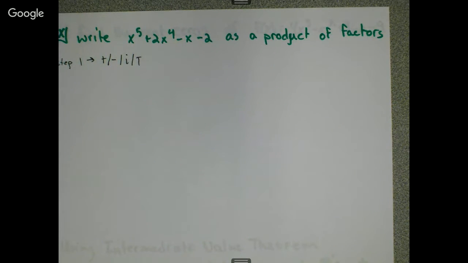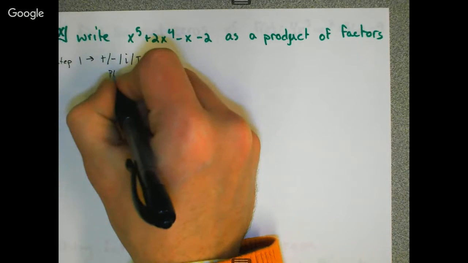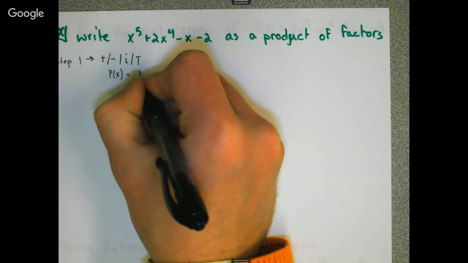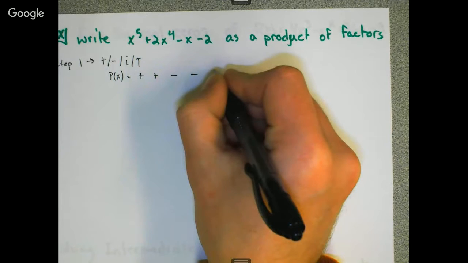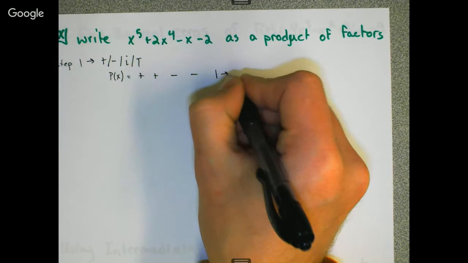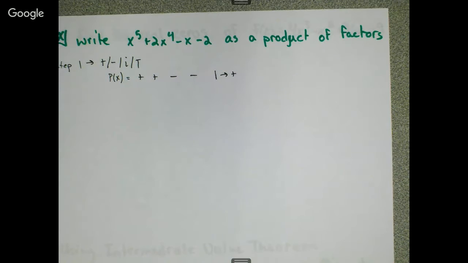So we need to find the sign changes. So looking at p of x, okay, so p of x is plus, plus, minus, minus. So I have one sign change, which means that there will be one positive. I don't need to put in the x to the 3rd or x squared in this.